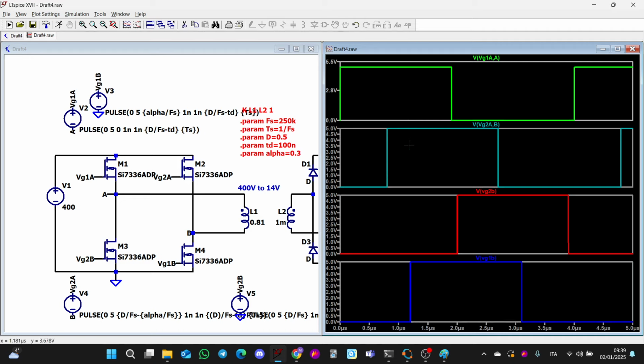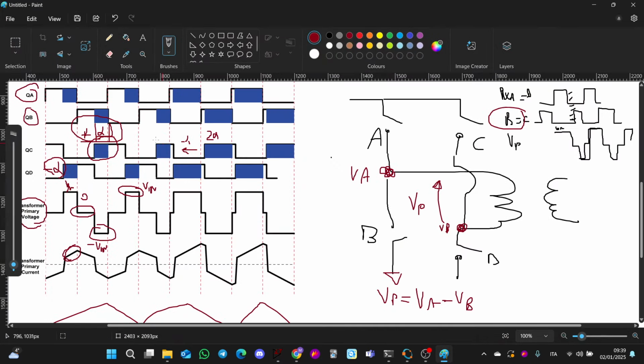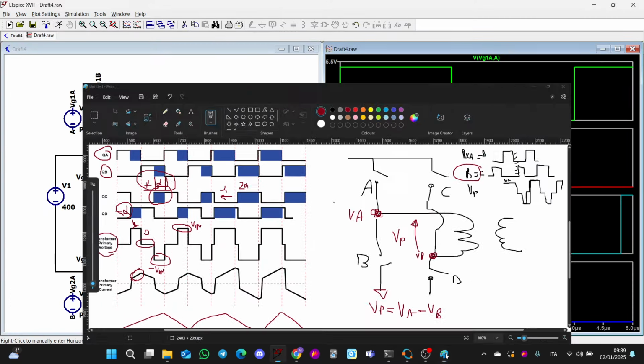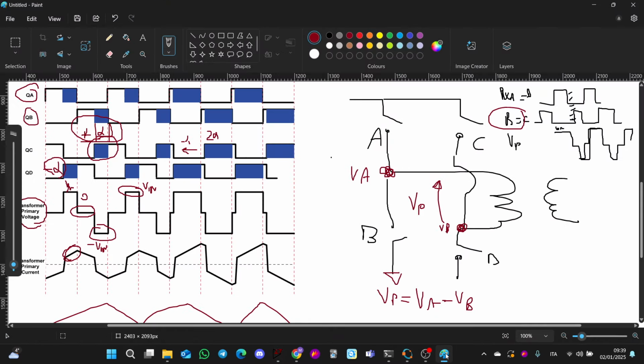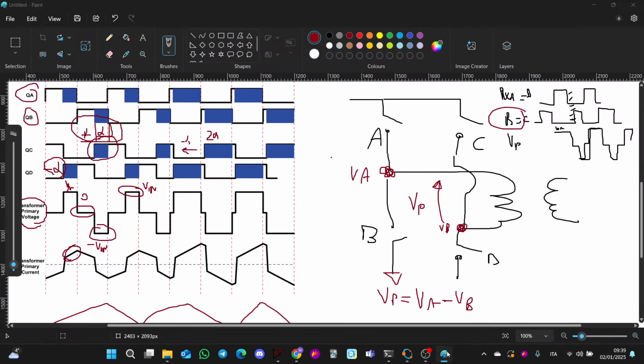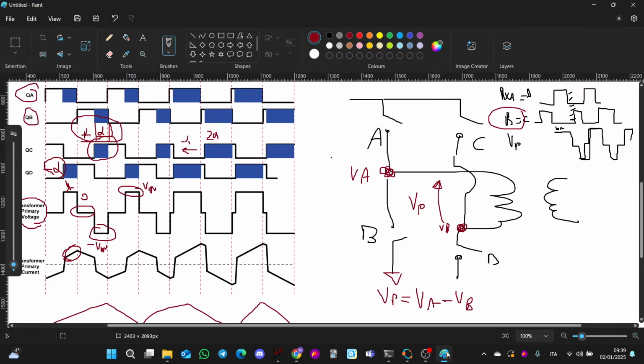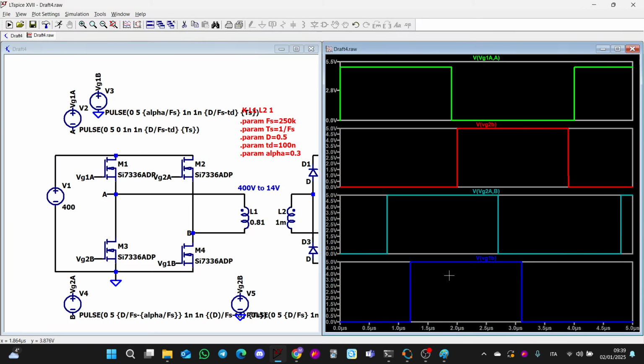So I made it wrong. No, it's correct. VG2B is this. And as you can see, we have A and B. Then we have QC, which is my M2, which is VGA-B. This is the third, and QD is the last. Let us see if they are the same.